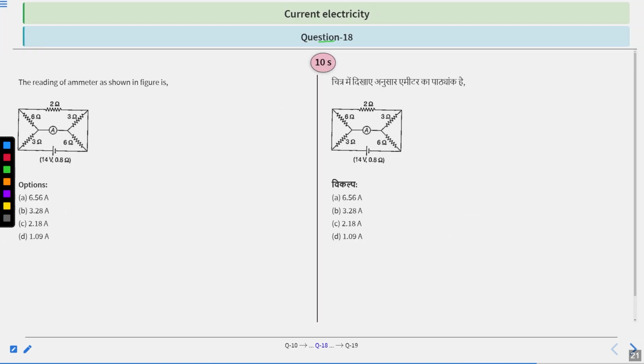Question 18. The question is, what is the reading of the ammeter as shown in the figure? Based on this figure, you have to find which one is the correct option. Option A is 6.56 ampere. Option B is 3.28 ampere. Option C is 2.18 ampere, and option D is 1.09 ampere. Which one is correct? You have 10 seconds to solve this question. After 10 seconds, we will provide the solution.